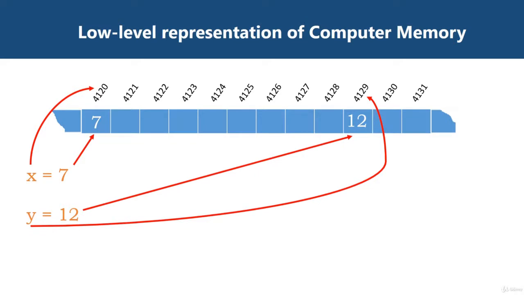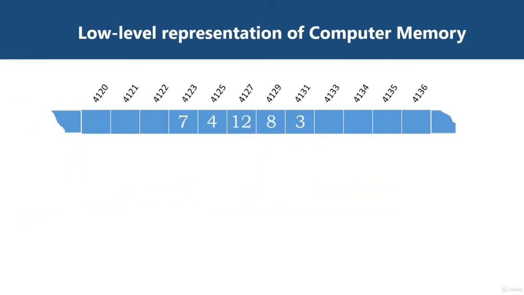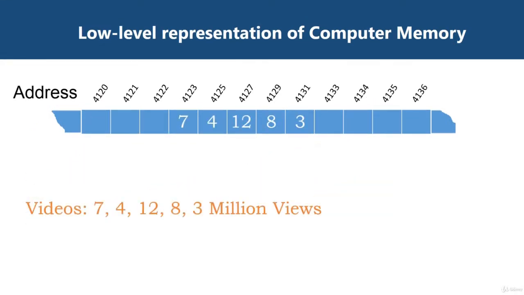But let us take an example of the top 5 videos on YouTube, where we want to keep track of the top 5 videos based on their views. For example, 7, 4, 12, 8 and 3 million views respectively. It would not make any sense to declare 5 different variables. Instead, we would use a single variable and use index numbers to refer to each value.